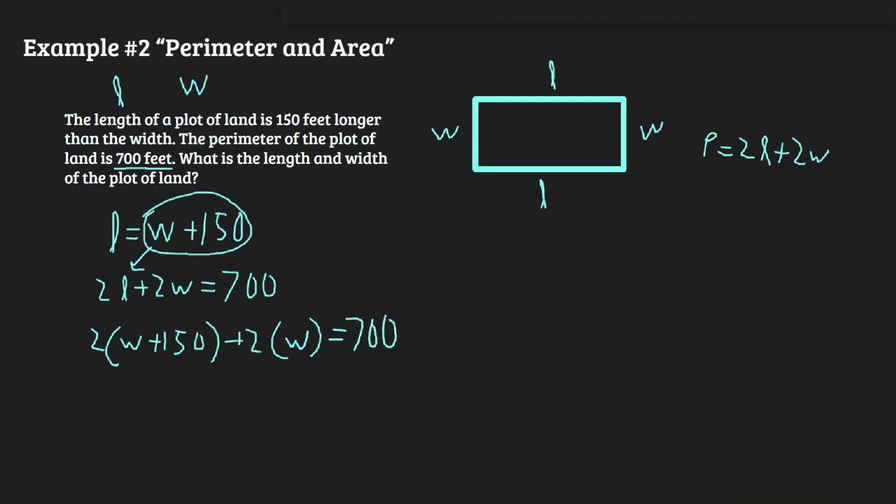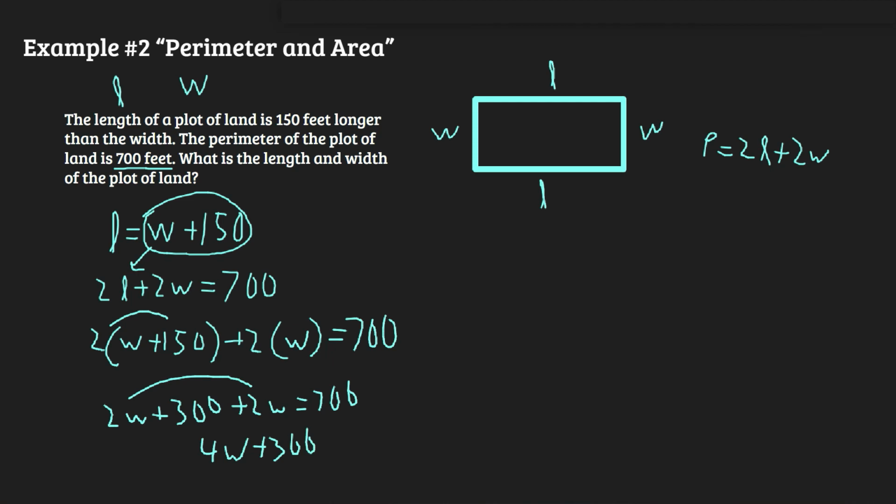So let's just multiply out here. So 2 times W is 2W, and that's really important. We remember to distribute properly here, so then we do get 2 times 150, so that's plus 300, and then plus 2 times W, which again is just 2W, and that's equal to 700. So the first thing I'll do is I'll just combine my like terms, both those 2W's, and I get 4W plus 300 is equal to 700.